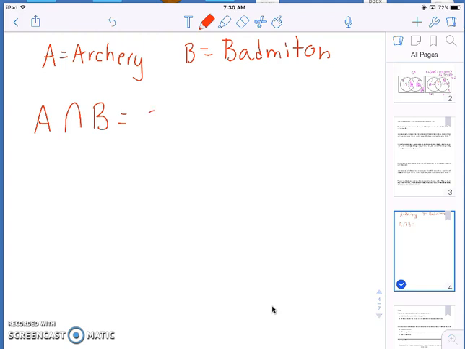what that means is the intersection of A and B, of the students that do both. So this means the intersection right there.